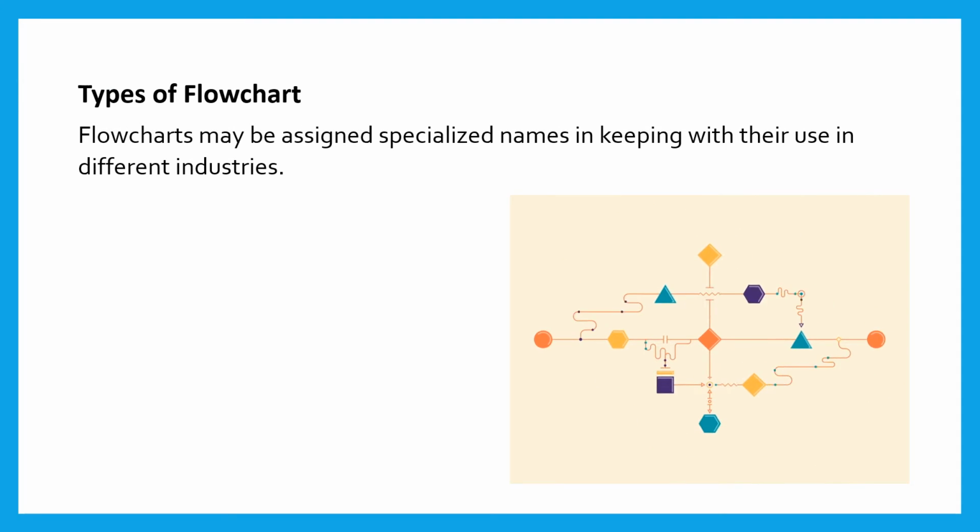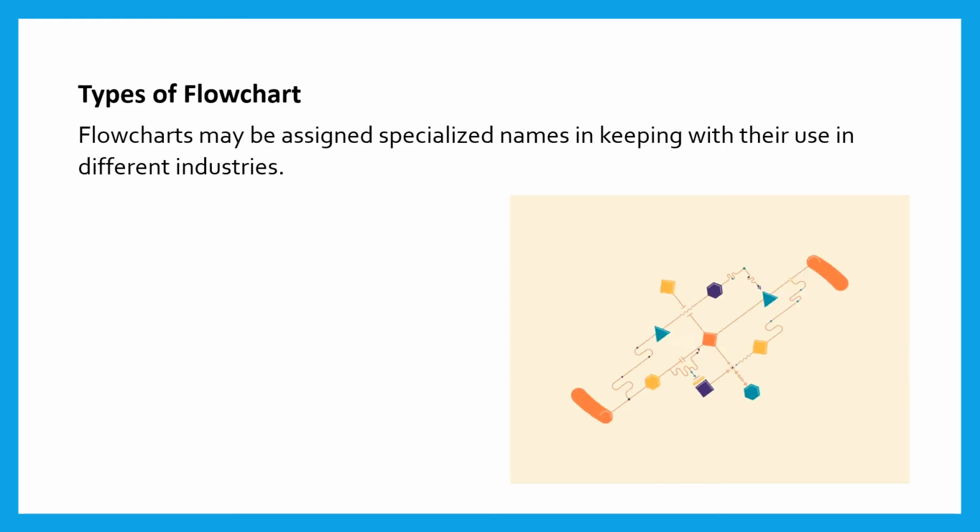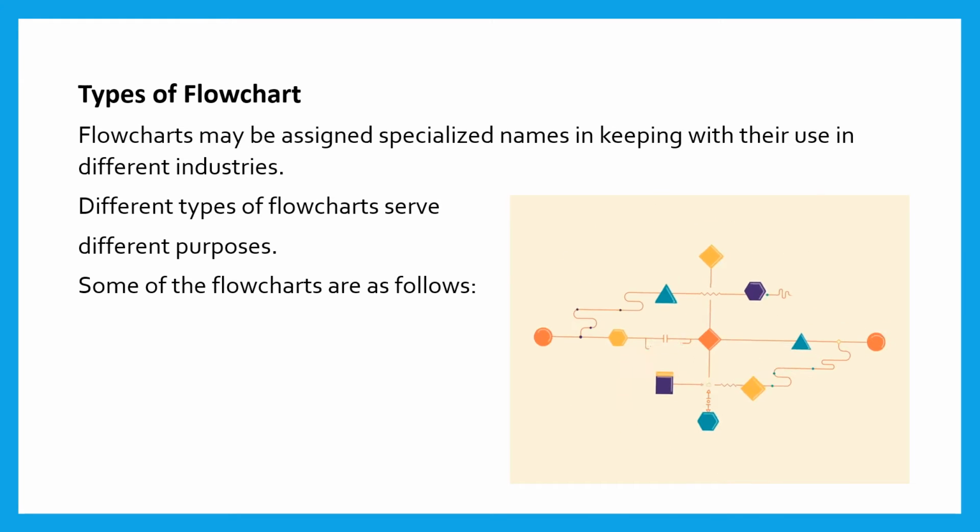Types of flowchart. Flowcharts may be assigned specialized names in keeping with their use in different industries. Different types of flowcharts serve different purposes. Some of the flowcharts are as follows.